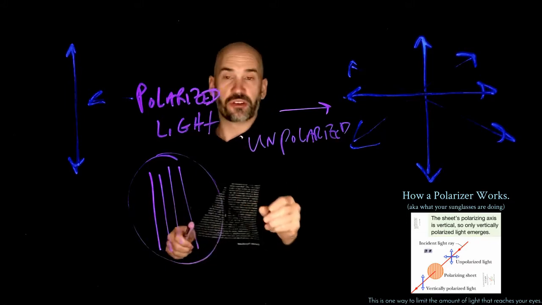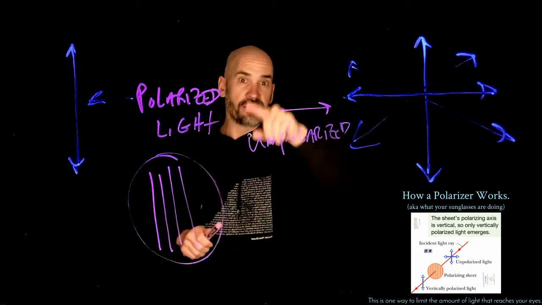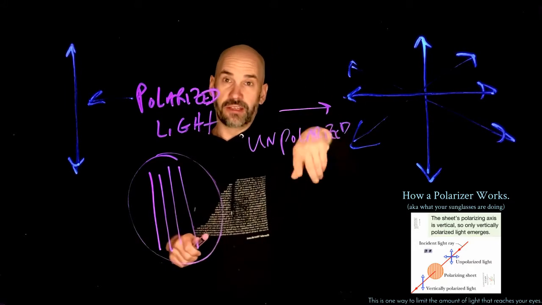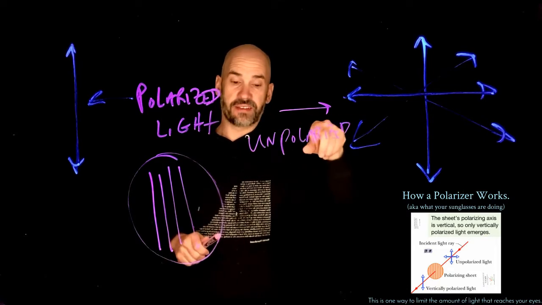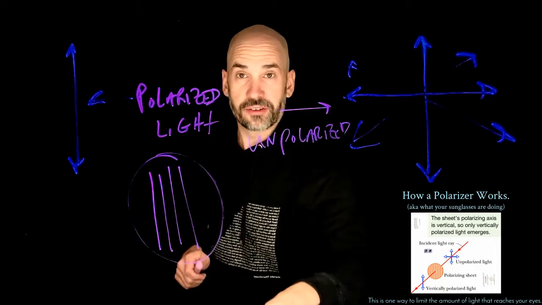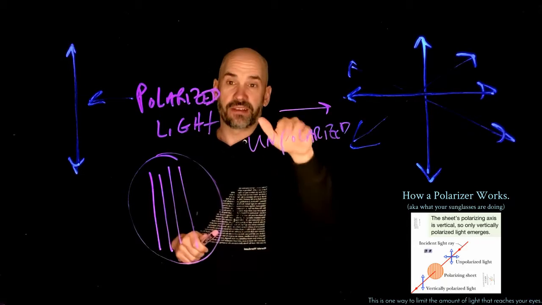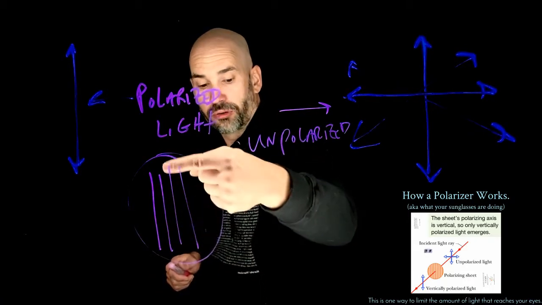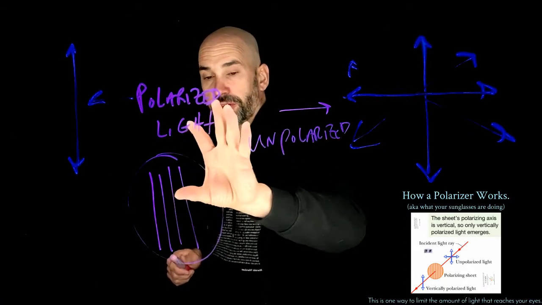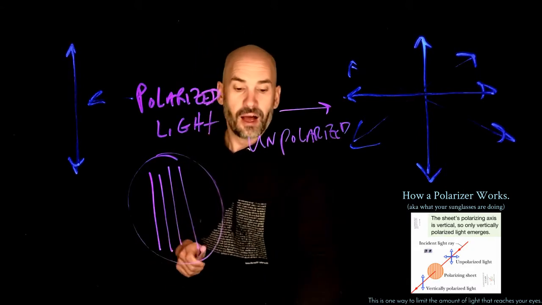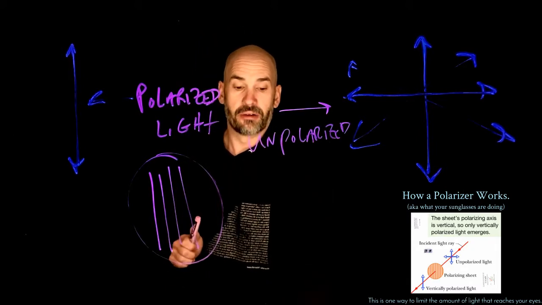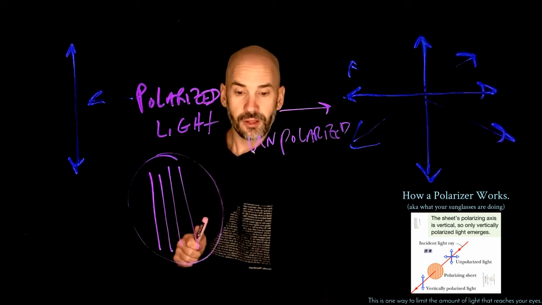So you see in this picture that you have this unpolarized light that's jiggling in the y-axis and also jiggling in the x-axis. Then it goes through the polarizer and it's only jiggling in the y-axis, in the direction that the polarizing sheet is designed to allow. And so this is one way to limit the amount of light that reaches your eyes.